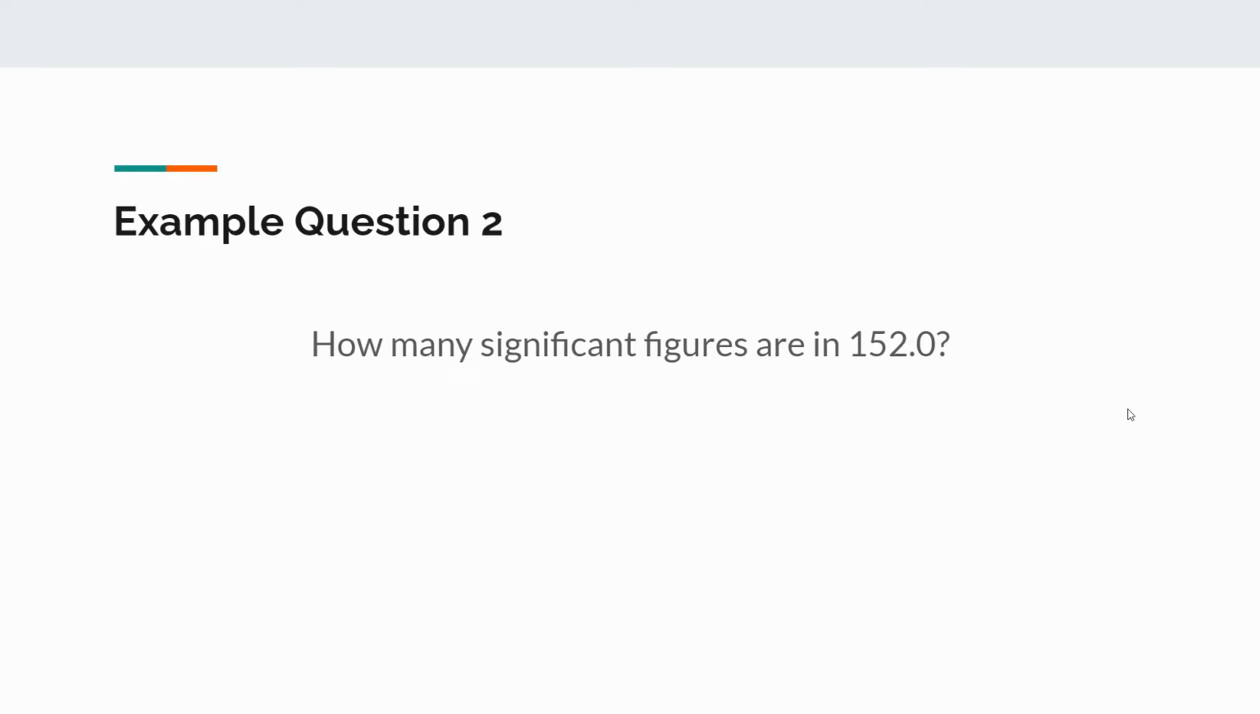How many sig figs are in 152.0? For this problem, we will have to use rules 1 and 3. Since the 0 comes after a non-zero digit and a decimal, that means it is a sig fig by rule number 3. This means there are 4 sig figs in 152.0.